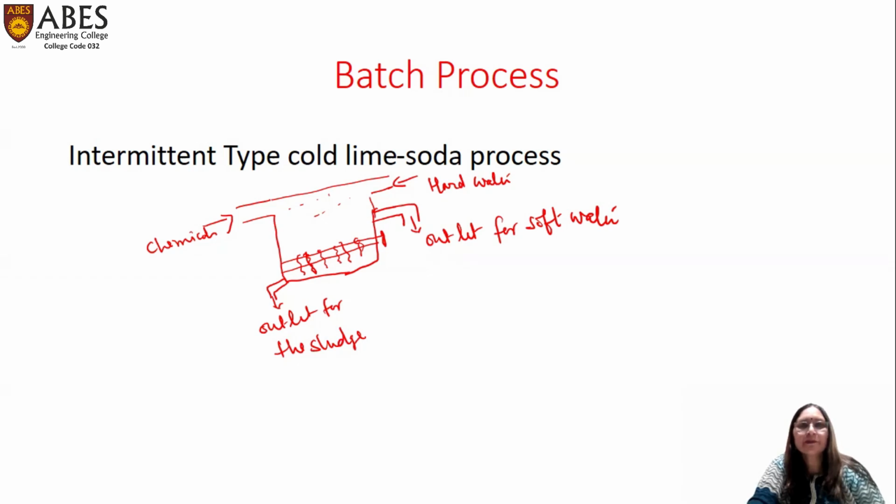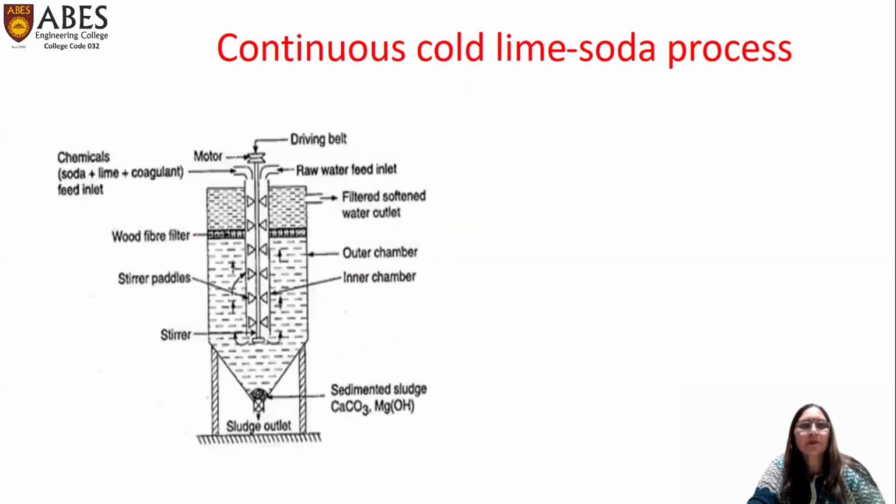At room temperature. And second is continuous cold lime soda process. And this is the diagram of continuous cold lime soda process. Here we have two inlets, one for chemicals and second for hard water. Here hard water is passed through this inlet and chemical is passed through this inlet. And this is the stirrer.